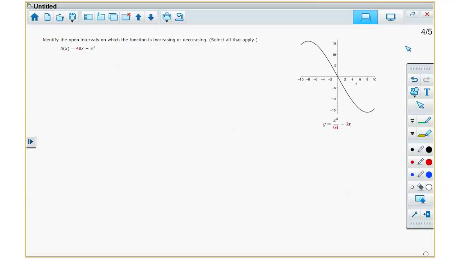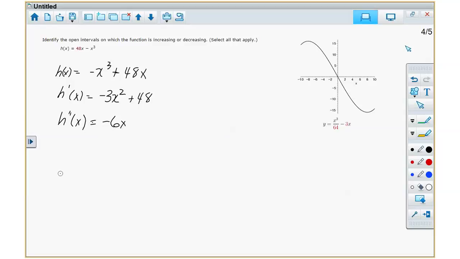All right, so h of x is equal to negative x cubed plus 48x, because I can't stand this. I don't know why they do that. H prime of x is equal to negative 3x squared plus 48, and h double prime of x is equal to negative 6x. Check it. I went ahead and did the calculus because I'm showing you that that's all the calculus there is in the problem. The rest of it's algebra.